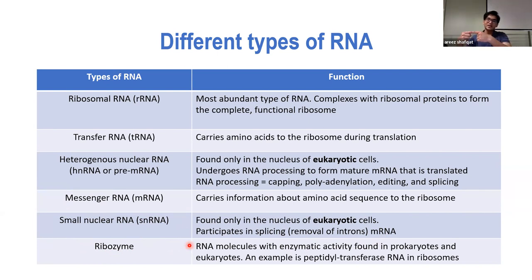So the ribosomal RNA actually contains some enzymatic activity, which allows this peptide bond to be formed. So a ribozyme is an RNA molecule with enzymatic activity. An example would be peptidyl transferase RNA in ribosomes, which creates peptide bonds between amino acids during translation. So these are different types of RNA found in the cell, okay?